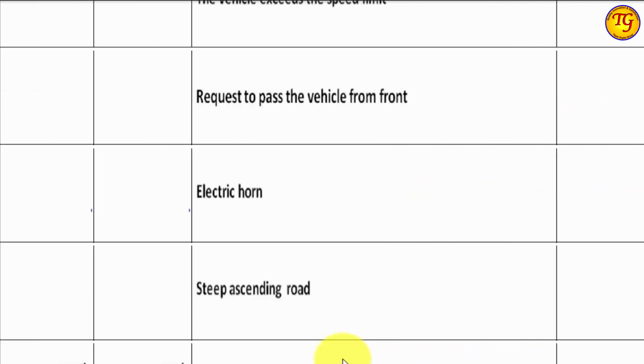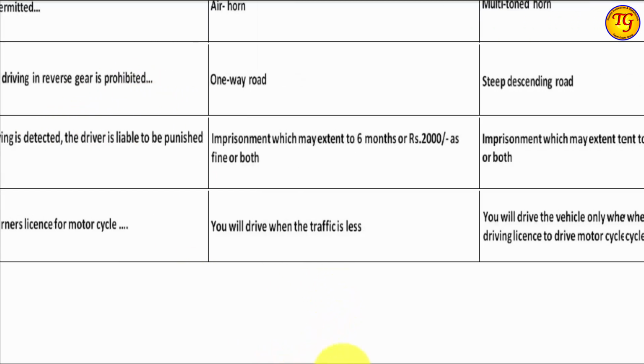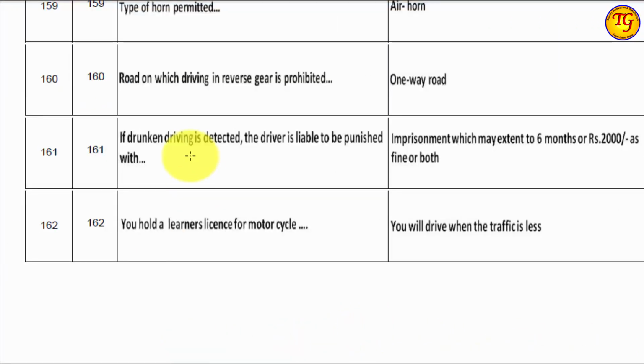Option number 3 is the correct one. Question number 160 says, road on which driving in reverse gear is prohibited. So on one-way road, as you all know, it is prohibited. Let's check it. Yes, it is the correct one.